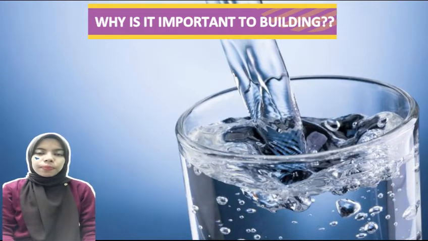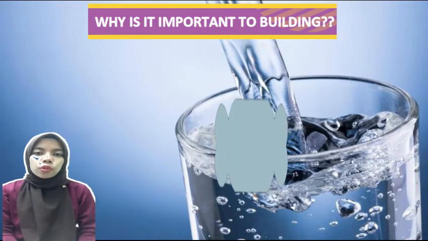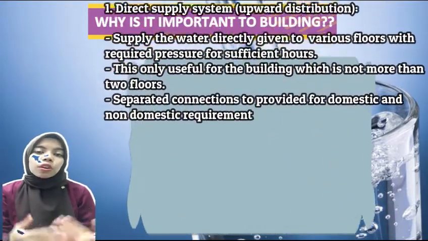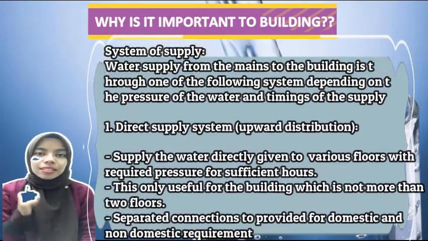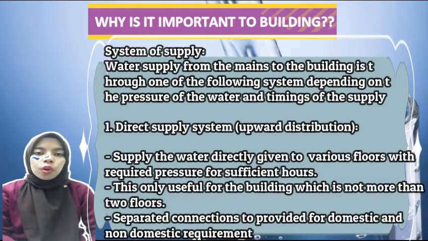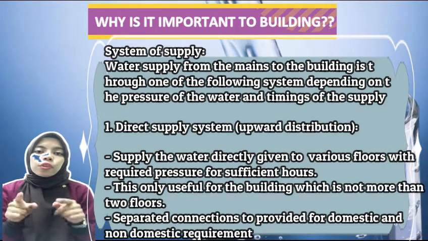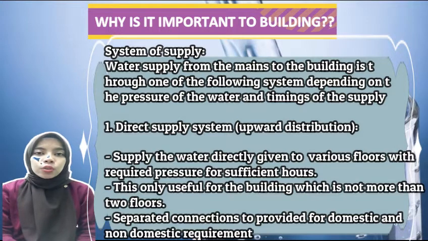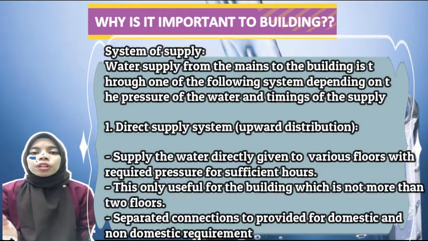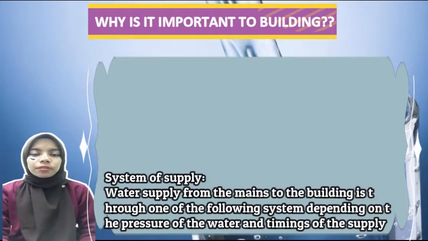System of supply. Water supply from the mains to the buildings is through one of the following systems, depending on the pressure of the water and the timing of the supply. First, the direct supply system, or upward distribution, which supplies water directly to the various floors with the required pressure for sufficient hours. This is only useful for buildings of not more than 2 floors. Separate connections are provided for domestic and non-domestic requirements.